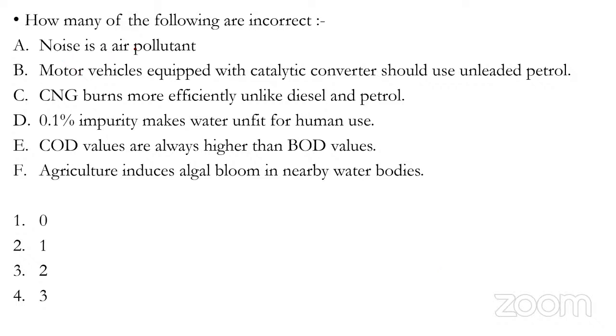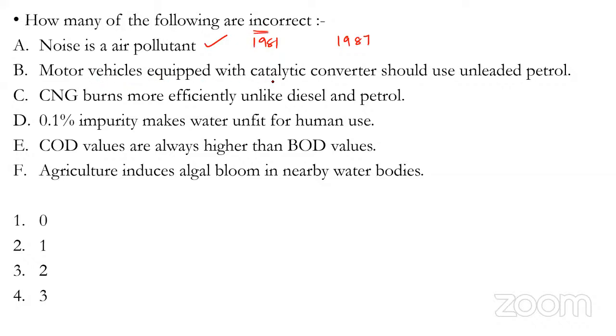Noise is an air pollutant. If you can recall in the synopsis, what we were discussing was that noise was included under air pollution as per the amendment of the Air Pollution Control Act. The Air Pollution Control Act was enacted in 1981, but noise pollution was included under air pollution according to the amendment done in 1987. This is a correct statement. The question is about how many of them are incorrect.